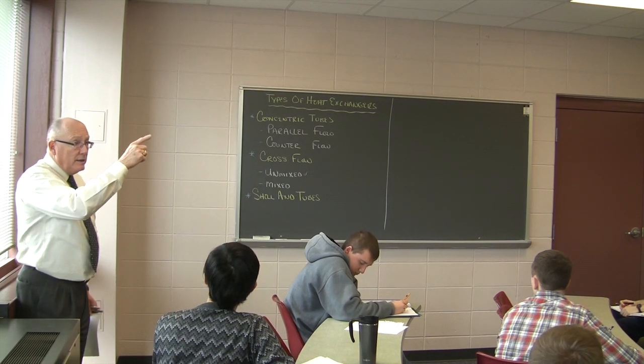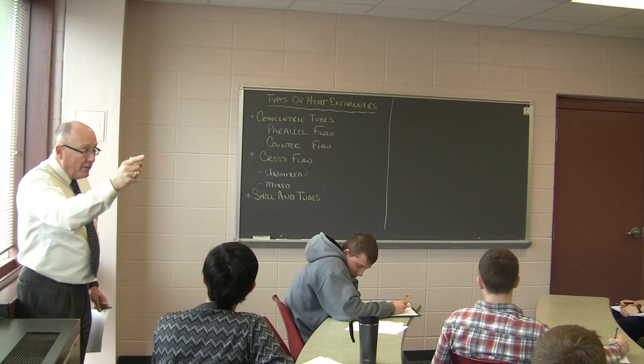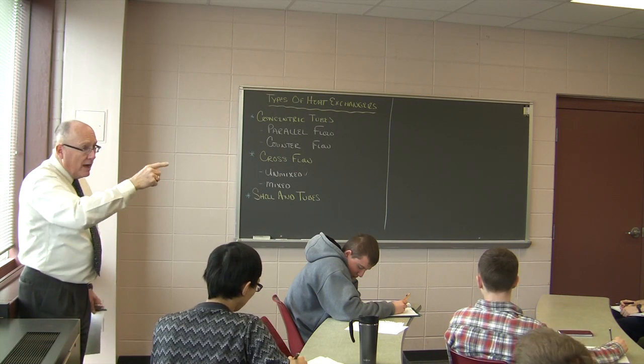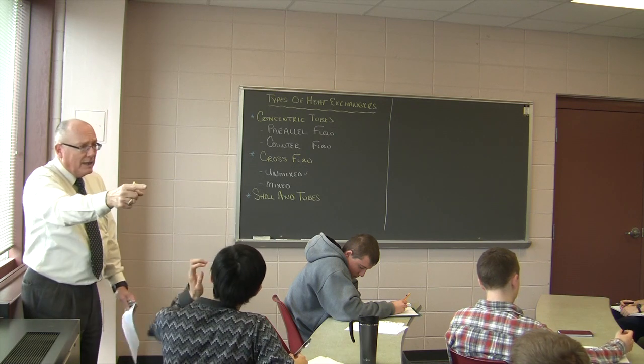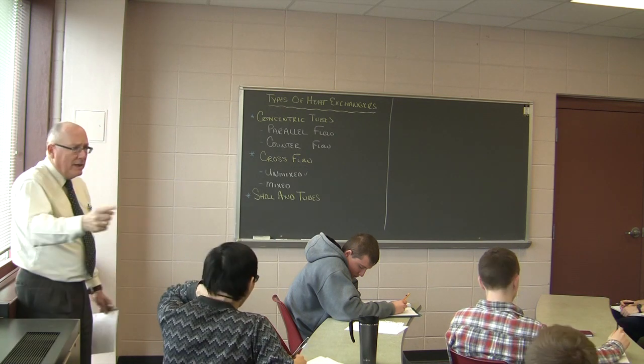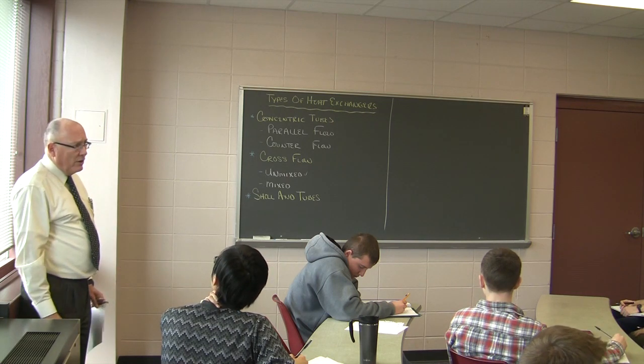And the number of times that the tubes run down and then back: you go down once, that's 1 pass. If you come back, that's 2 pass. You go down again, that's 3 pass, 4. You get the idea, okay? They usually go 2, 4, 6, or even 8 pass heat exchangers.